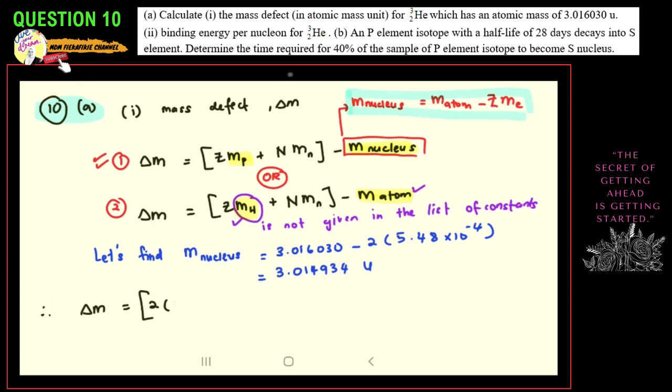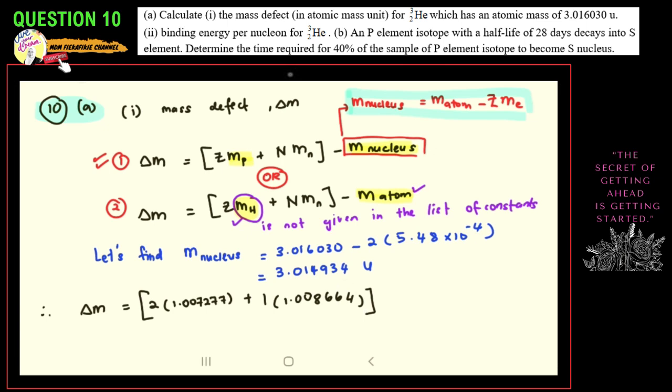Okay, so therefore we can calculate delta M is equal to 2, and the mass of the proton, dalam U adalah 1.007277, plus the number of neutron, which is 1, times the mass of neutron, where the mass of neutron is 1.008664. Okay, mass of neutron and the mass of proton you boleh check kat depan.